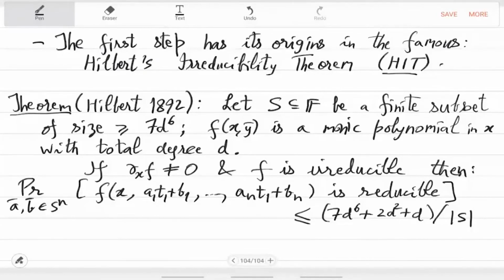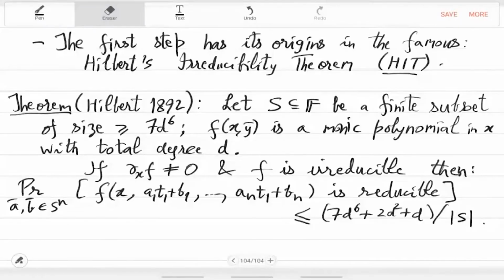But what it is saying is that when you project in this specific way, linear functions in T1, you pick n random linear functions in T1 and plug that in y1 to yn, then the chance that this becomes reducible from the originally irreducible polynomial is very low. I should remove this size condition here, this doesn't make sense now. Let S be a finite subset large enough.